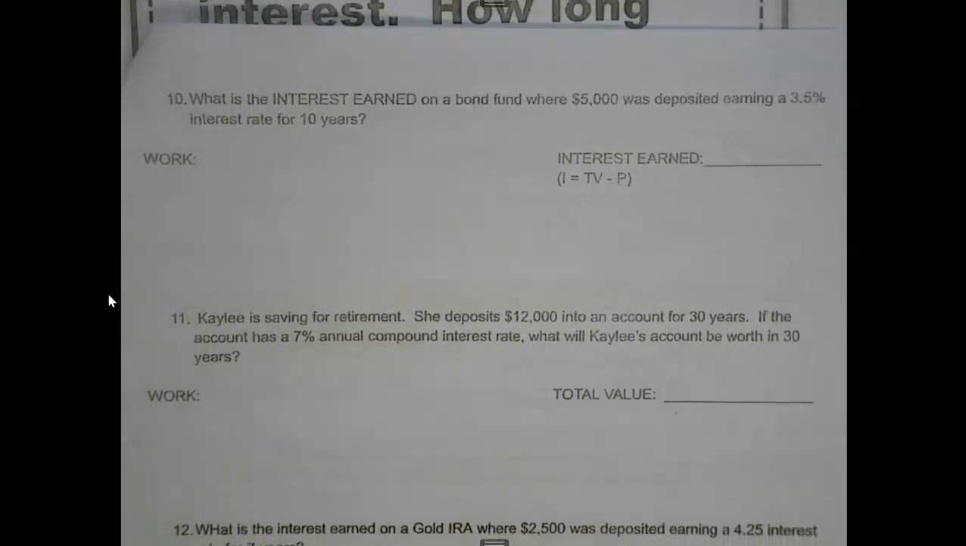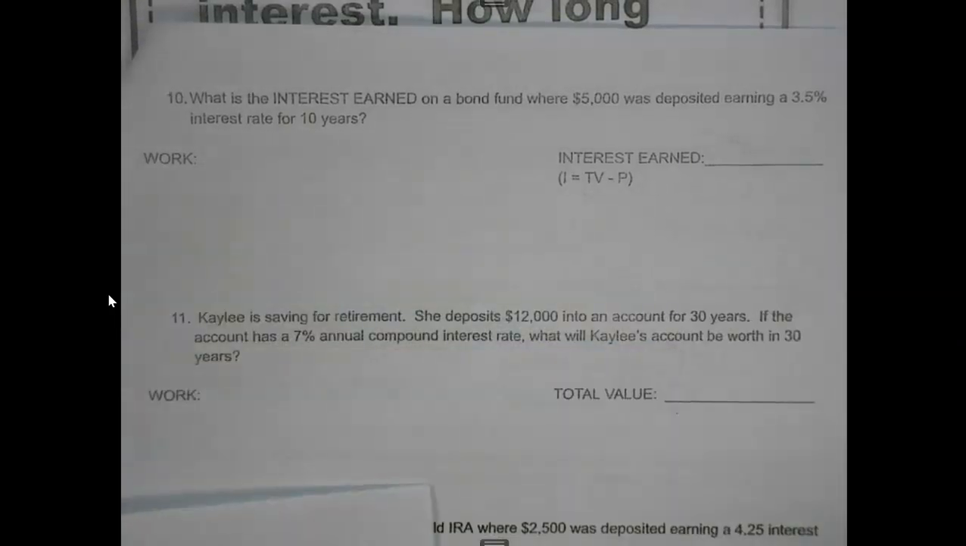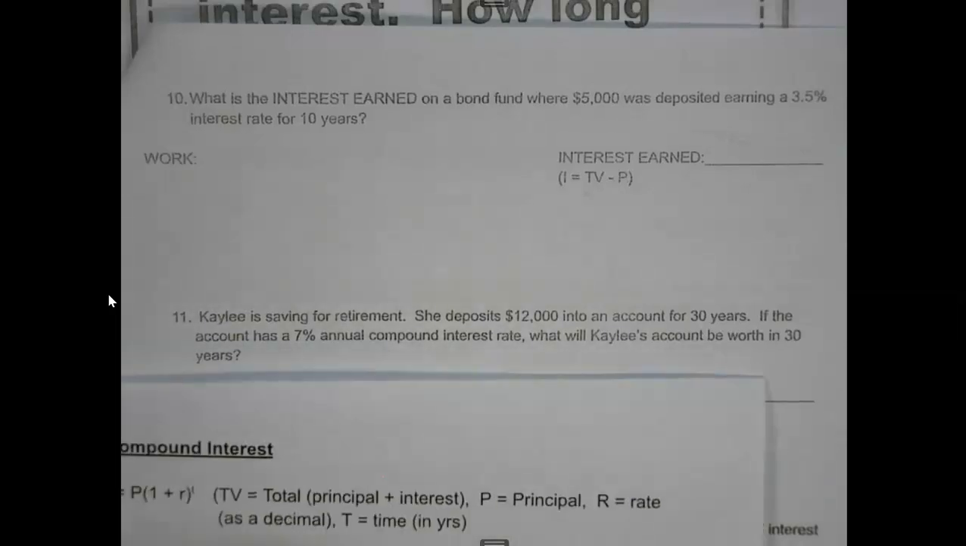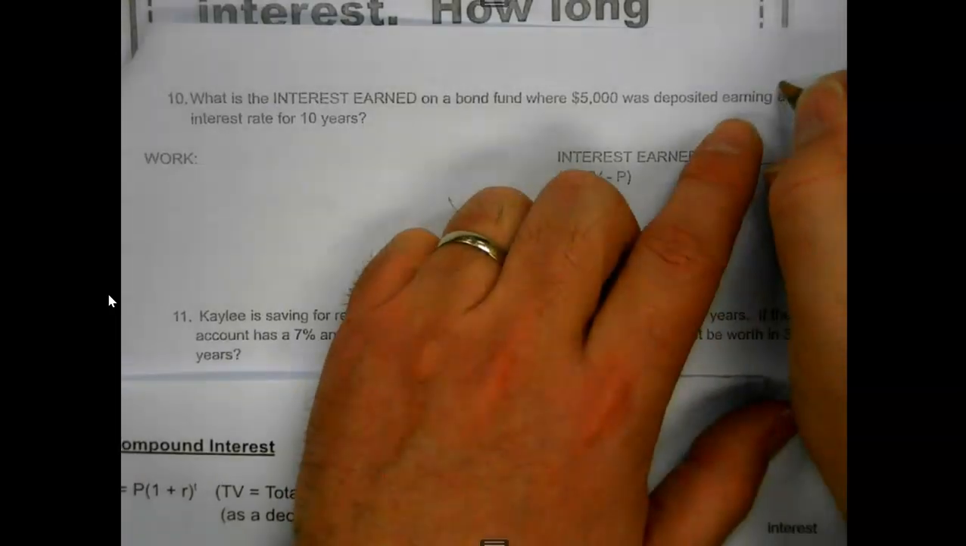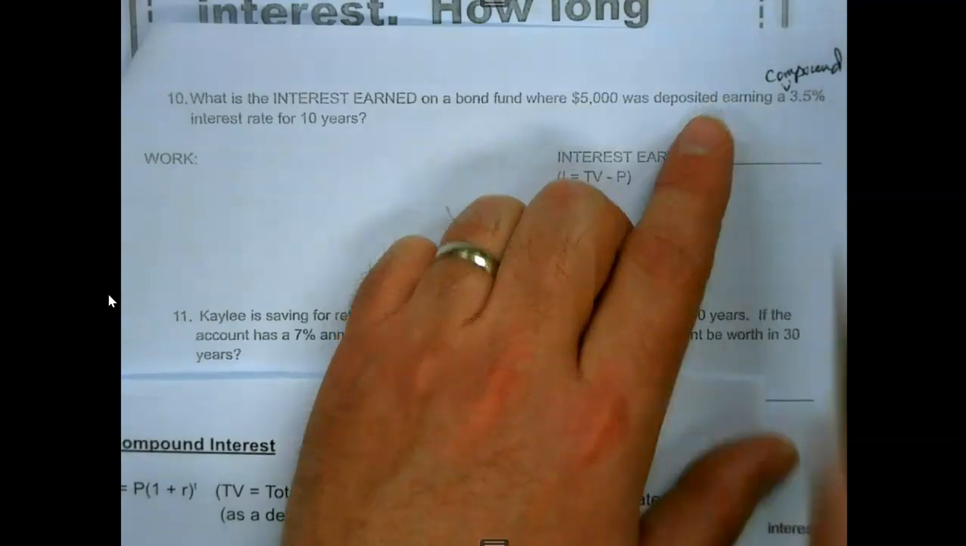Okay. What's the interest earned on a bond fund where it was deposited earning a 3.5% interest rate for 10 years? Now, again, here I need to say an oopsie on Hardy's part. I needed to have the word compounding in here because it's in the compounding area. So we're gonna pop this in here for a minute. Compounding interest rate.